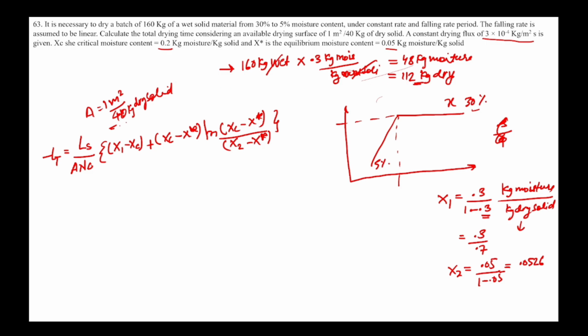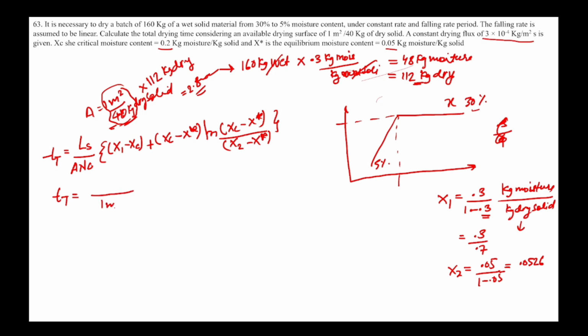So for 40 kg dry stock there is 1 square meter. So for 112 kg dry stock, how much will be required? 2 point something will be there, 2.4 or 2.8 something. But instead of doing this kind of thing, put directly the value of A upon Ls, because ultimately it will give the same value.